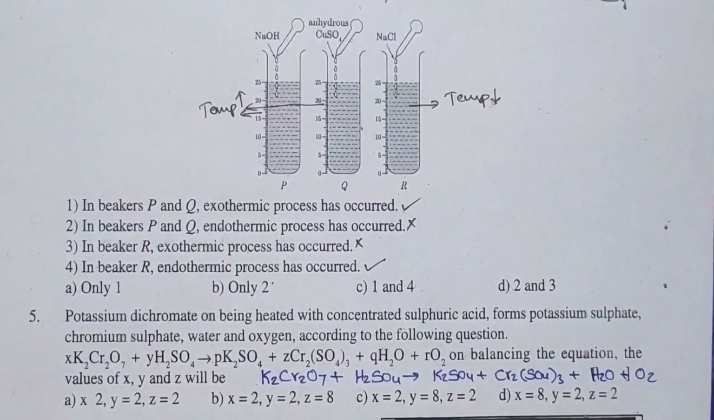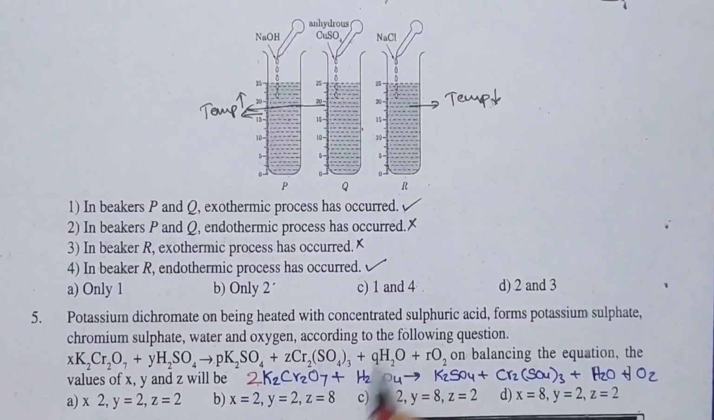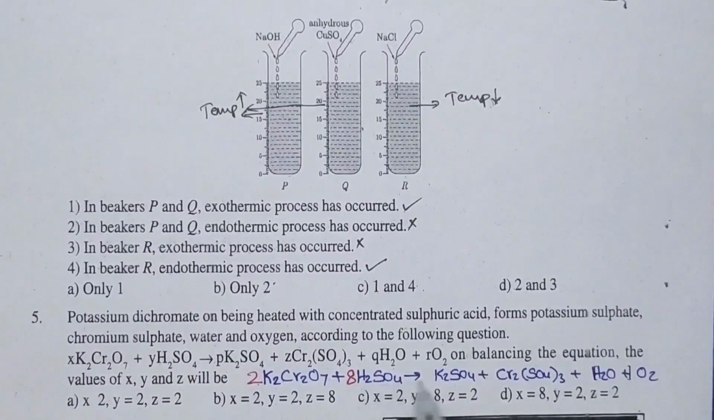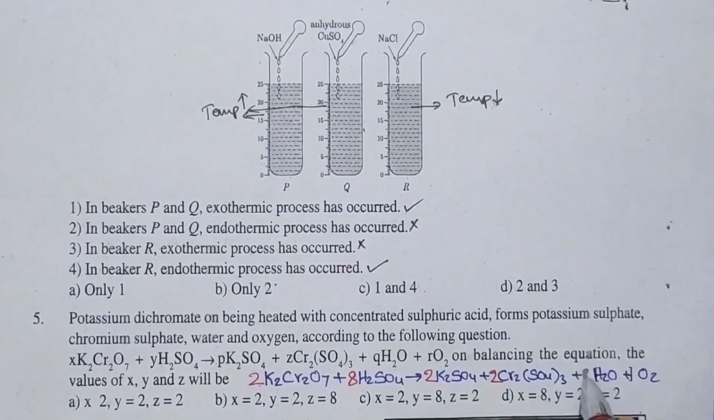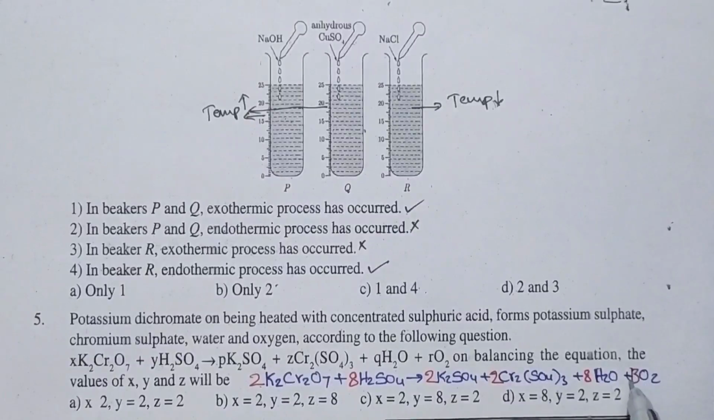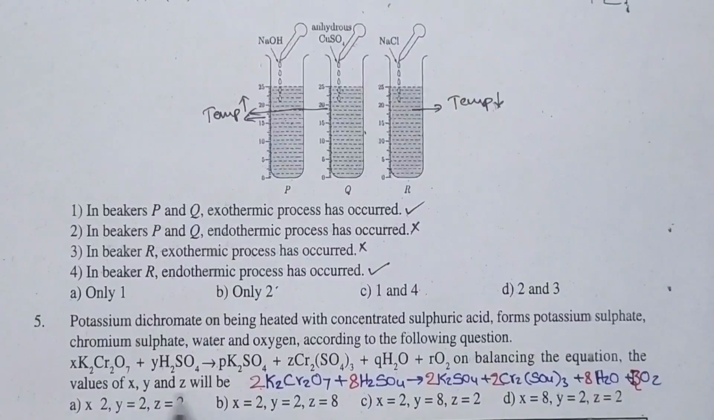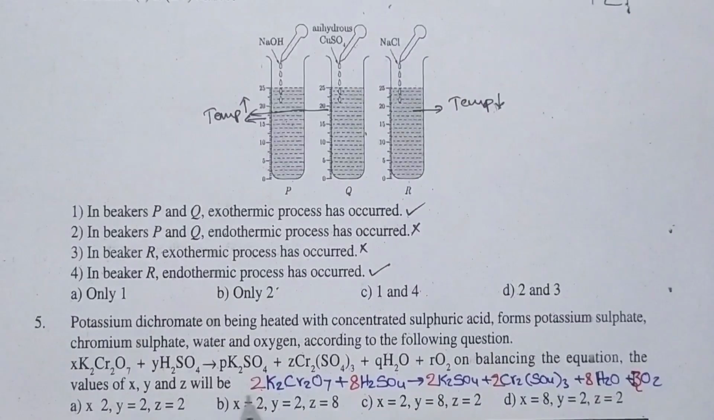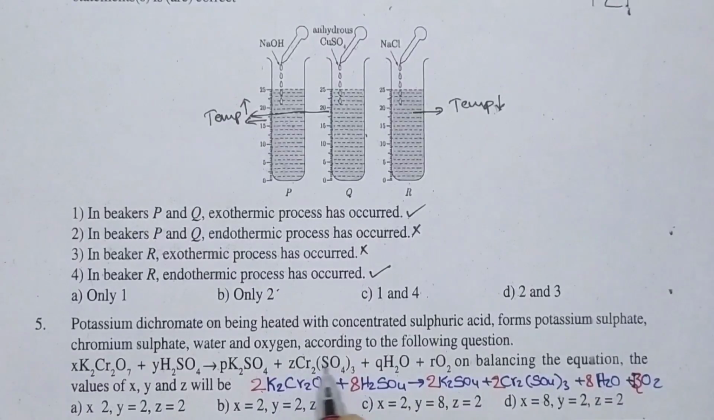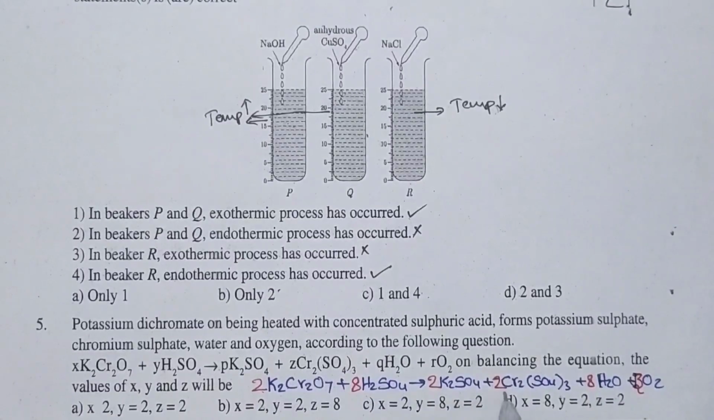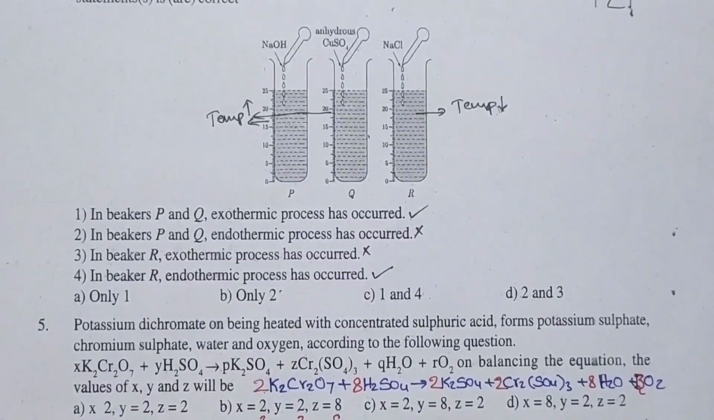Okay, just now we have seen the balancing, and here I would like to write the coefficients. Here it is 2 times, and here it is 8 times, and here it is 2 times, here also 2 times, and here it is 8 times, and this is 3 times O2. Now let us compare the values. Here we are asked to find x, y, z. So here x is nothing but 2. Second one y is nothing but 8. And for the coefficient z of Cr2(SO4)3, that is nothing but 2.